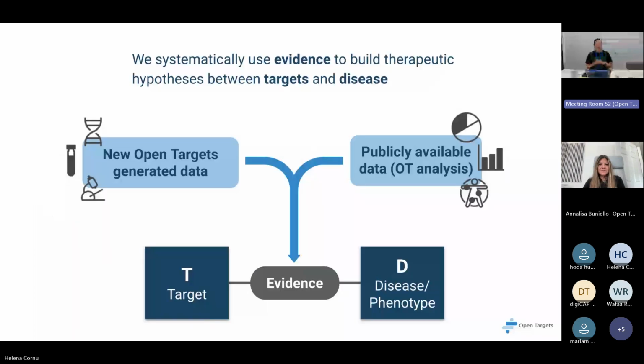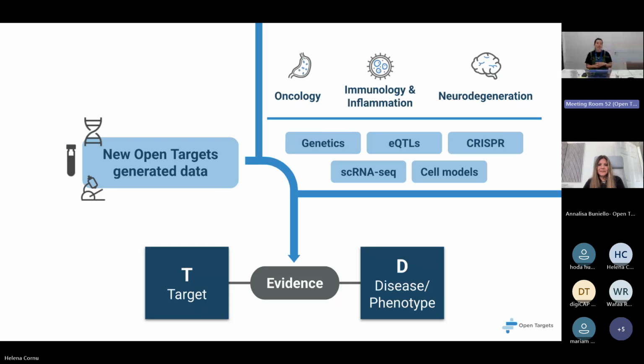So how do we do this? There's kind of 2 streams to what we do. One is new data that's generated by Open Targets. So we have a whole research program that aims to answer the current gaps in the knowledge. And so we generate new data through our research program. We focus on 3 different axes. Our main areas of interest are oncology, immunology, and neurodegeneration, with a variety of different research models.